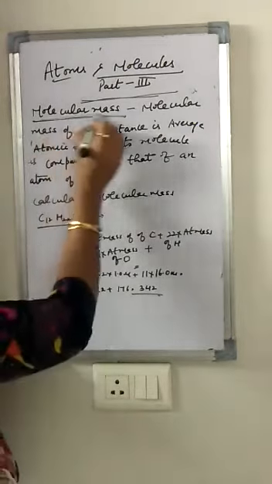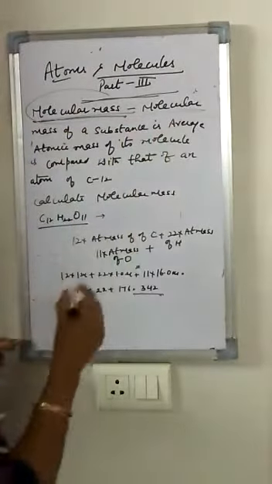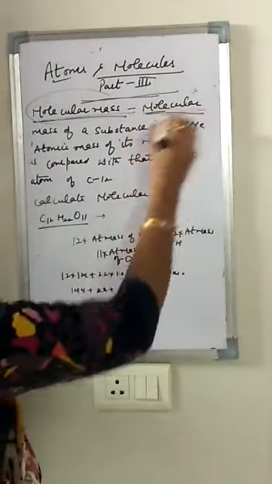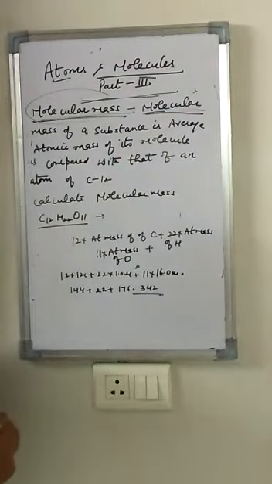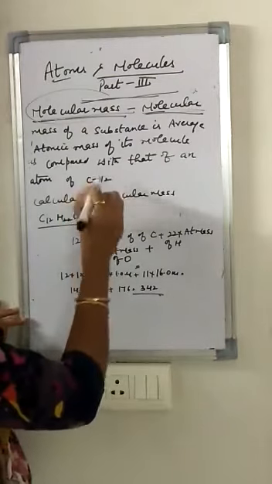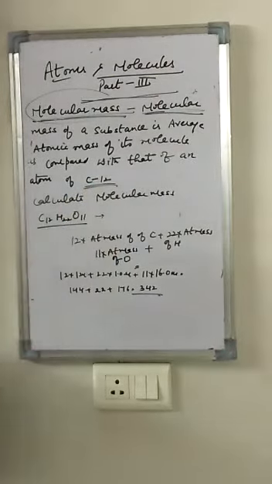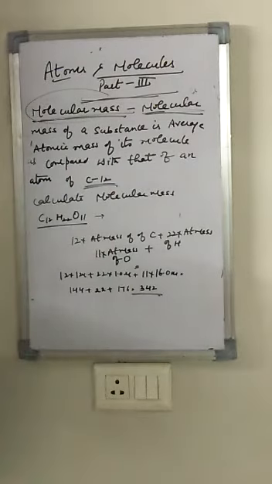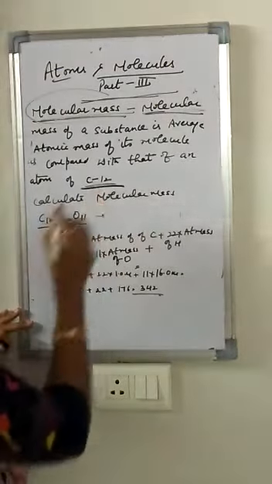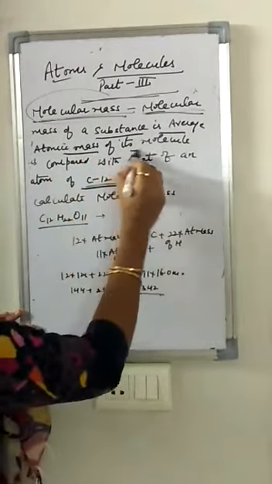Like the atomic mass, the mass of an atom, and you know that an atom is very small, so that's why we calculate the mass of an atom as compared with carbon-12. We have taken the standard carbon-12. Same in the case of molecular mass. The molecular mass is also calculated as a relative mass. Molecular mass of a substance is the average atomic mass of its molecule.